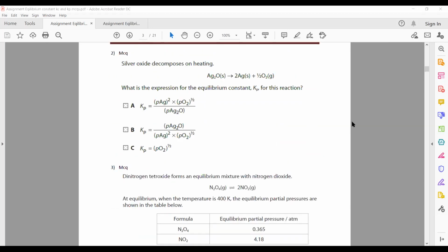What's the answer for this? Silver oxide decomposes on heating. What is the expression for the equilibrium constant Kp? Keep in mind, you have to know whether it's a homogeneous or heterogeneous equilibrium. Solids, liquids, and aqueous species you don't take into consideration.